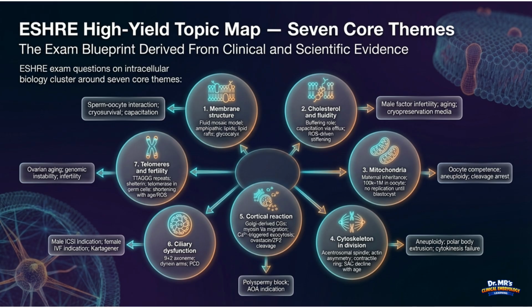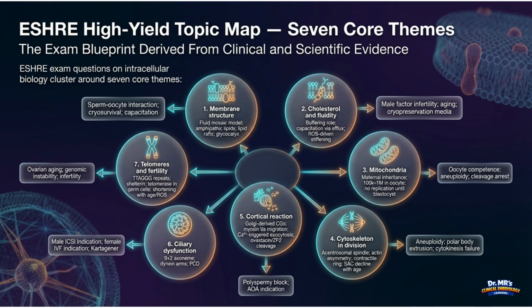What is the active ingredient inside them? The primary active enzyme is ovastacin. When released into the perivitelline space, ovastacin specifically targets and cleaves the ZP2 glycoprotein in the zona pellucida. This cleavage fundamentally hardens the matrix, rendering it impenetrable to any additional sperm. It's the ultimate block to polyspermy.